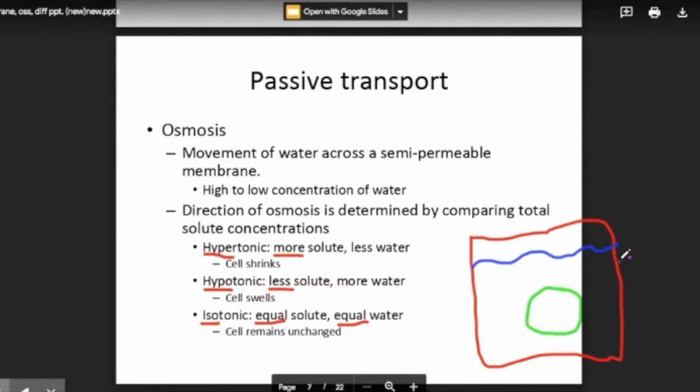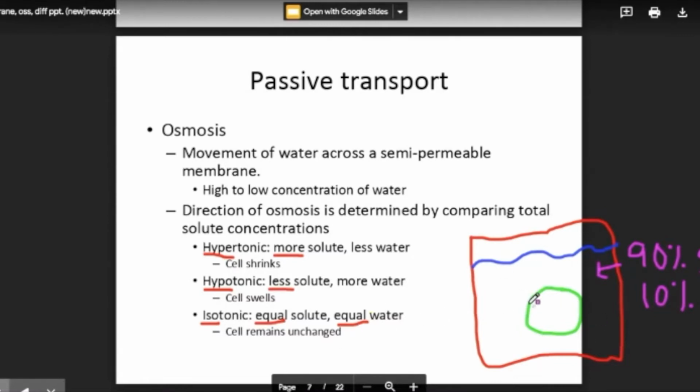So I'm going to go ahead and do that real quick. So let's say I have 90% solute. I'm going to represent solute with an S. So my solution, so the liquid outside my cell, is 90% solute. That means that the water has to be 10% because the solute and the solvent have to equal 100. So 90 and 10 equal 100. So that is my area outside the cell.